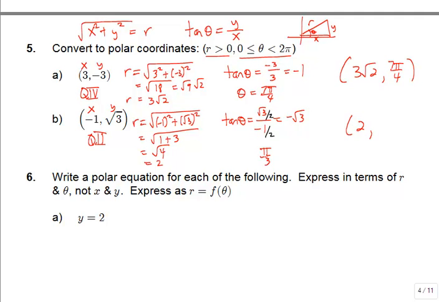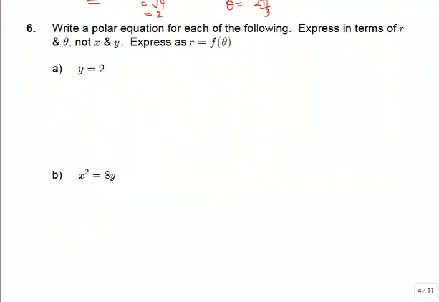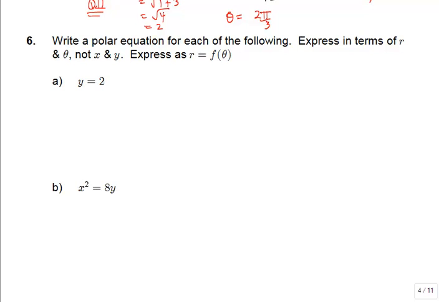But what's the name of the pi over 3 angle that lands us in quadrant 2? It's 2 pi over 3. So theta has to be the 2 pi over 3 angle. So now we know r, and now we know theta. Okay? So make sure you know how to convert back and forth between polar coordinates and Cartesian coordinates.